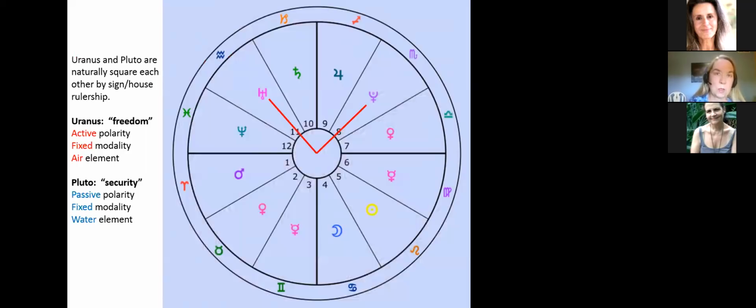I just want to point out something with Uranus and Pluto on a very generic level that you can see on your screens. They naturally square each other here. As you can see, Pluto rules Scorpio, 8th house, Uranus rules Aquarius in the 11th, and they make this natural square. And so there's just a natural tension that can exist between these two archetypes. Uranus, that word for freedom. Pluto, that word for security. And you can see where those come from as you look at the polarities, modalities, and elements here between these two planets and what they represent as archetypes.